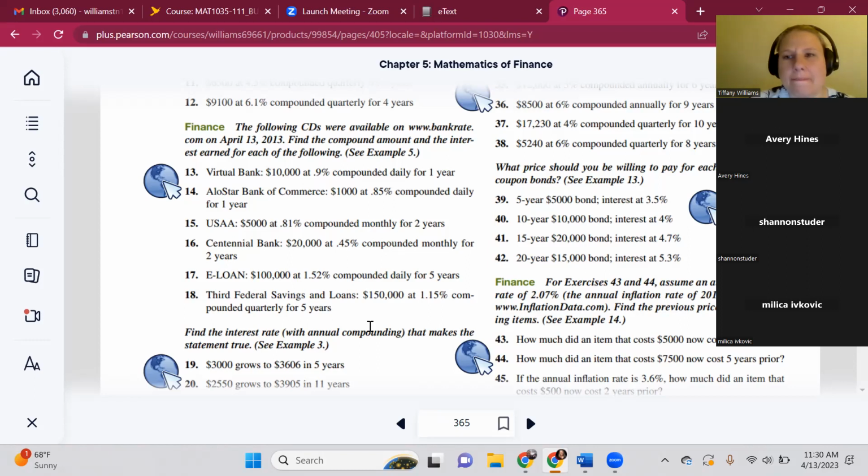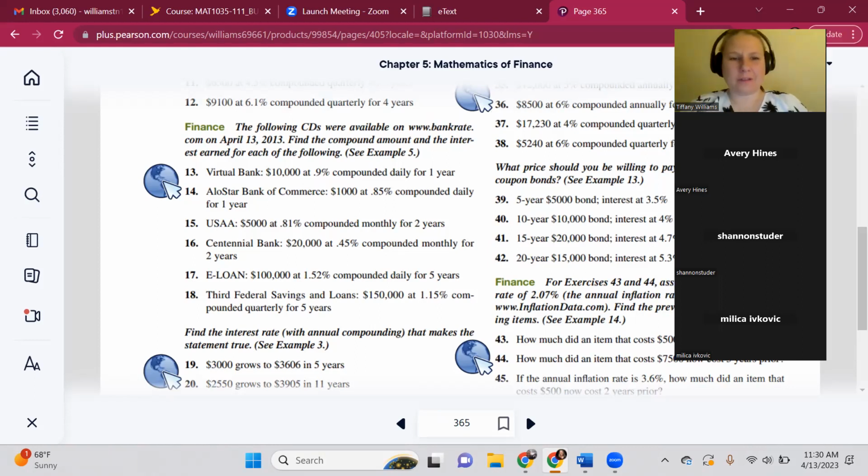A CD, like for music. So this would be a bank, the bank CD. Oh, I don't know. Anybody know what a CD is?